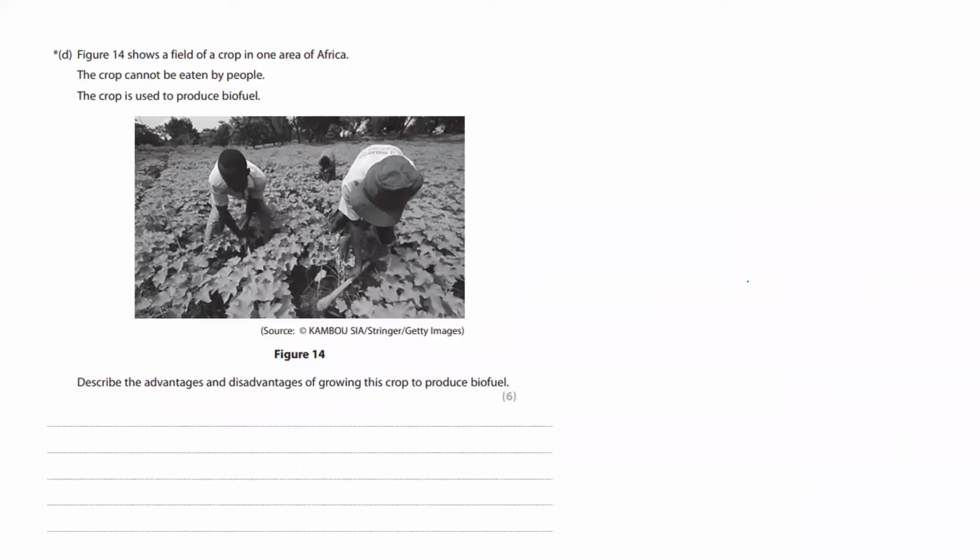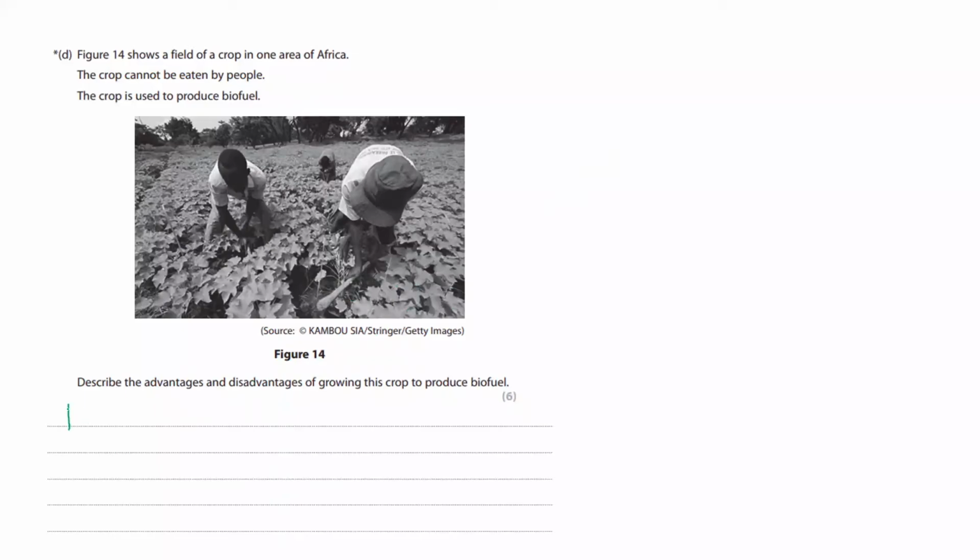Right, figure 14 shows a crop in one area of Africa. The crop cannot be eaten by people. The crop is used to produce biofuel. So biofuel is when you use a crop to burn for energy. Okay, describe the advantages and disadvantages. I've got a bit more room here as well because in the exam I had a bit of room. I'm just trying to keep it on the same page. Describe the advantages and disadvantages of growing this crop to produce biofuel.